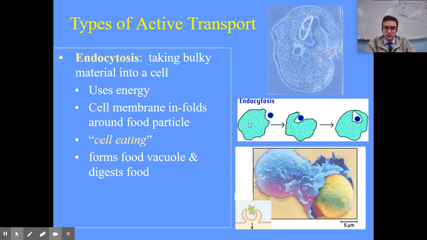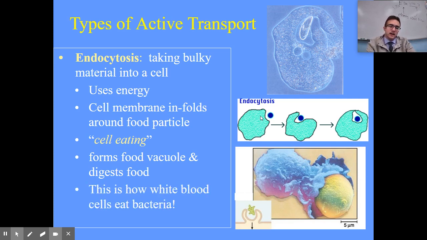With food, again, it forms the food vesicle, and it's able to digest the food that way. And this is actually how we fight infections. How your white blood cells fight a bacterial infection is your white blood cells will literally eat the bacteria. They'll form a vesicle and engulf it through endocytosis. So there you go. That's all there is for active transport.